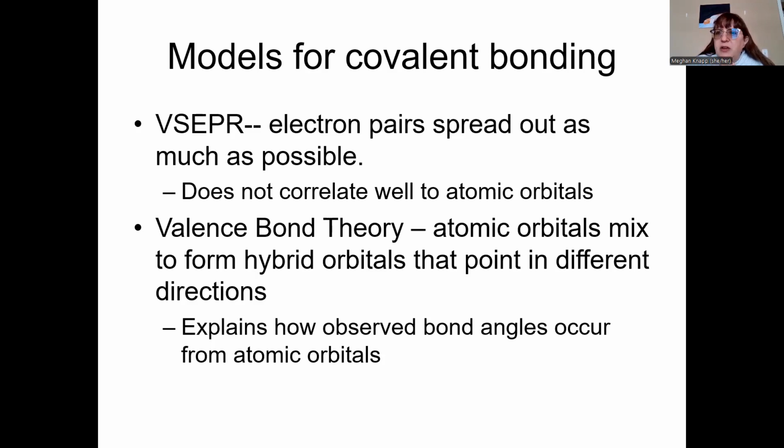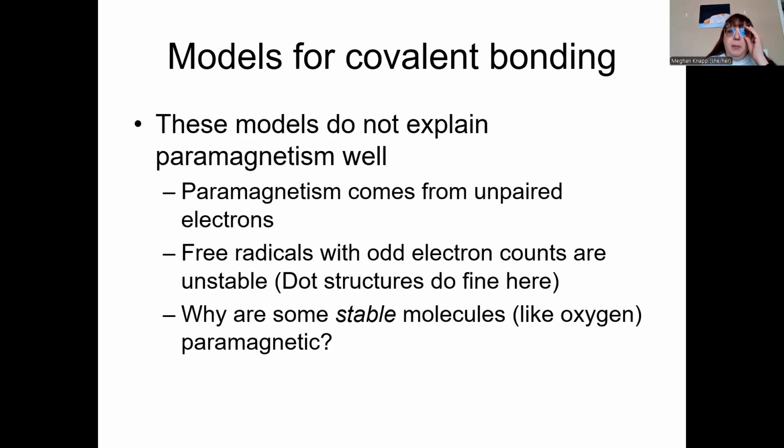Now, those problems are minor for most things, but we're going to remember that for a model, there's always going to be some problems. It can still be useful for helping us to understand something, even if there are problems. So what are the problems? They don't explain paramagnetism. So paramagnetism means we have unpaired electrons.